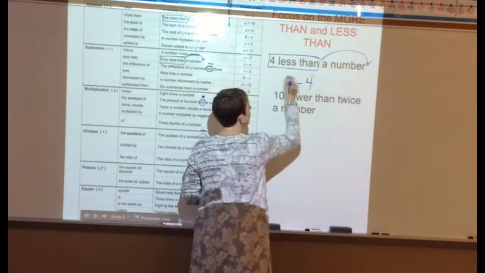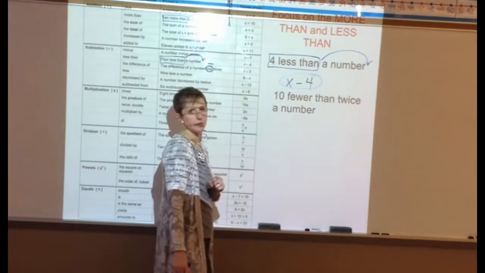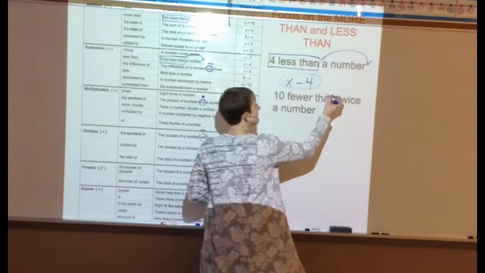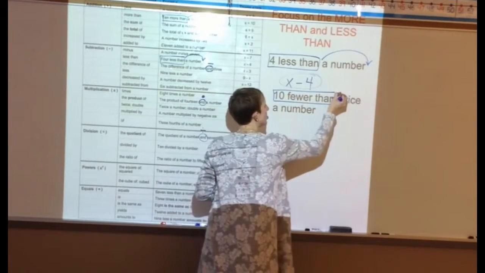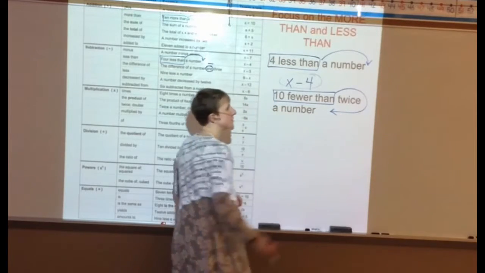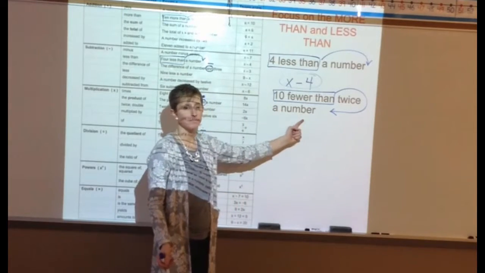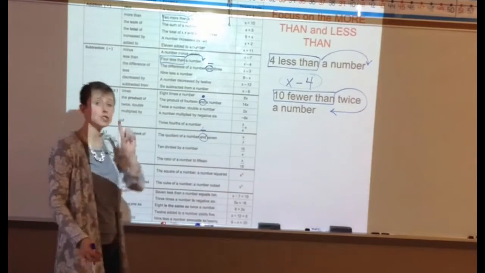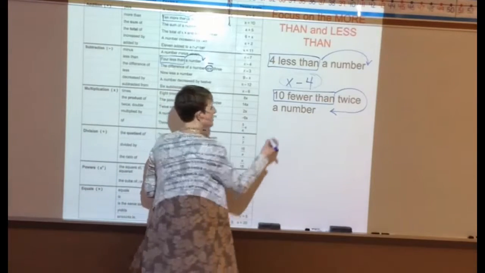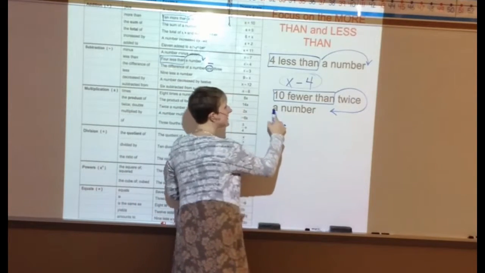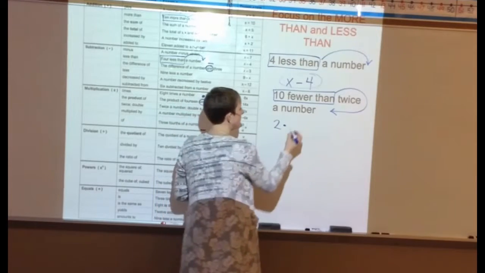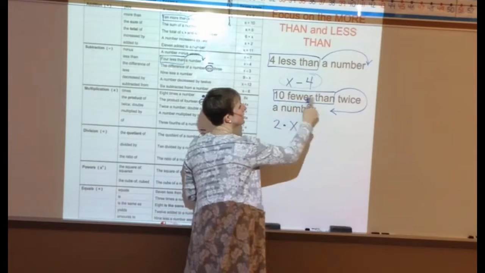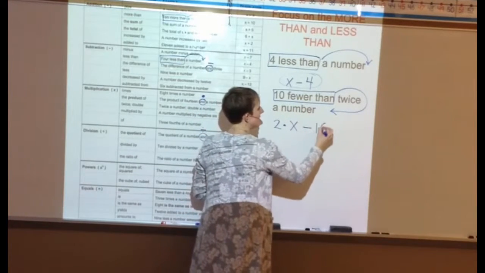10 fewer than twice a number. Fewer than and less than are the same thing. So we're going to use the box and the arrow. 10 fewer than comes in after I translate twice a number. Twice, I need to translate that with multiplication. That means 2 times. So 2 times a number, I need to bring in my variable, we'll say x, okay? And now I need to bring in 10 fewer. Fewer than implies subtraction, and I have 10.